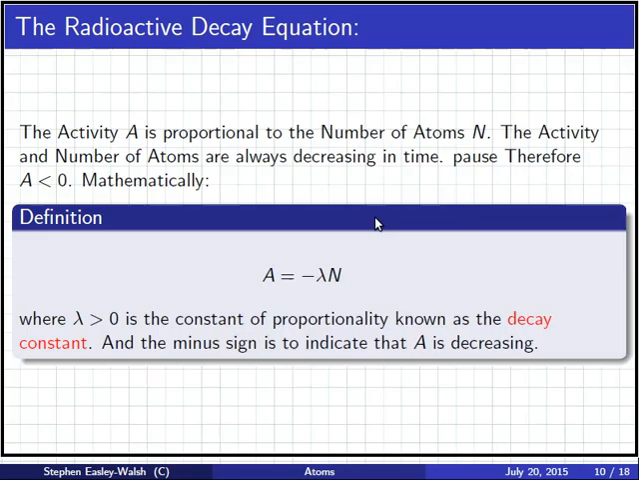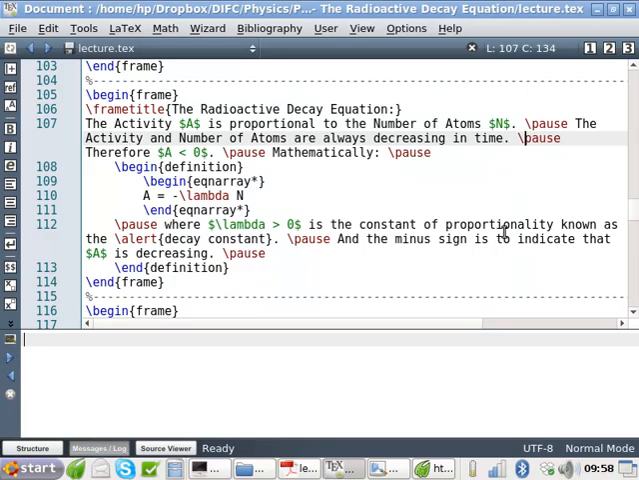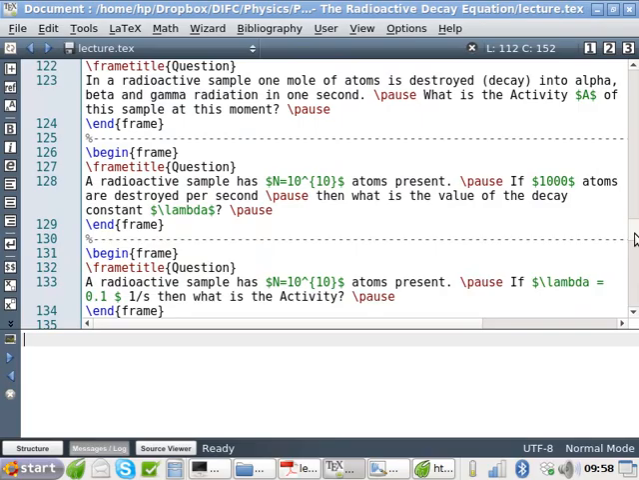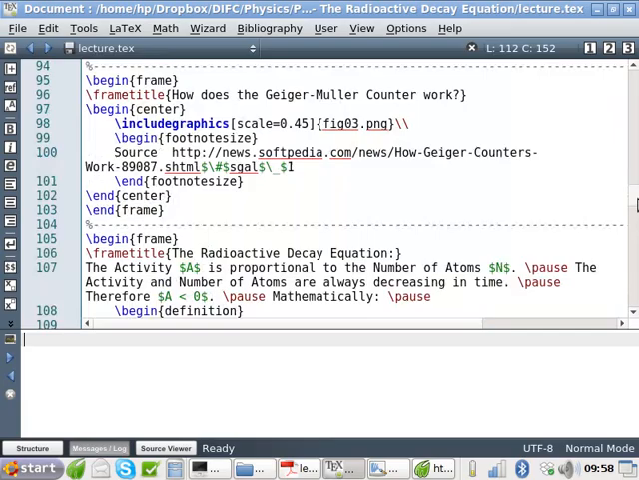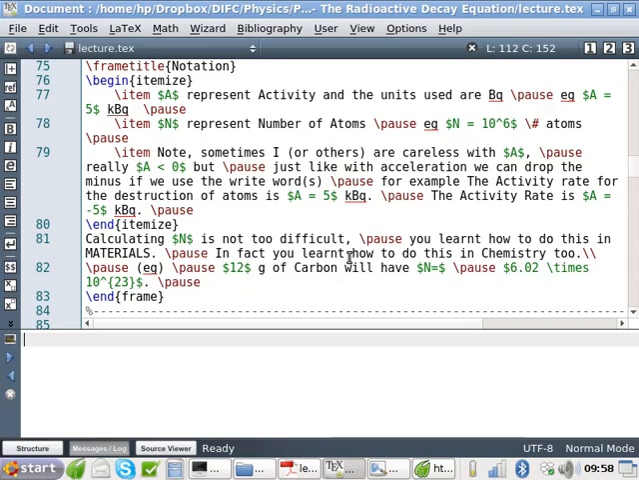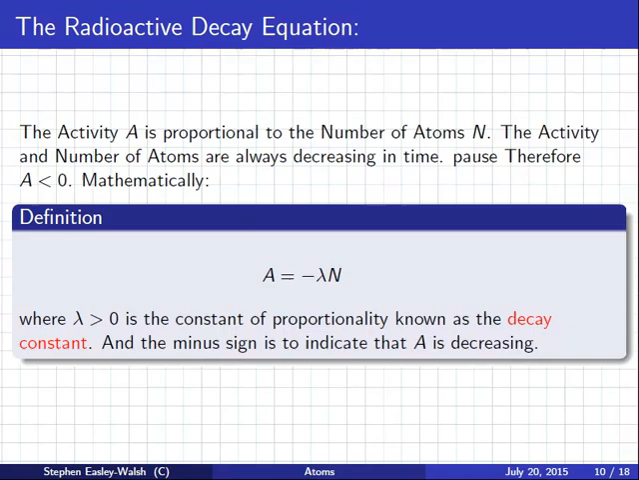I'll fix that. Right, you'll need to write that down. Well, actually, I suppose the A and the N are both decreasing. Okay, so this formula here is our first formula for this topic. Activity is equal to minus some constant multiplied by N. So in other words, if you know the N, you can know the A. If you know the A, you can know the N. So have you got this formula? Yes? And write down the name of this constant.